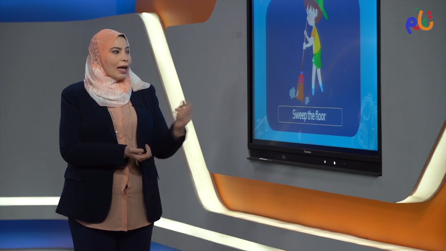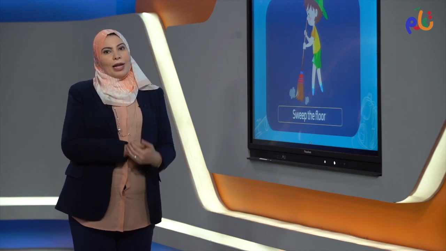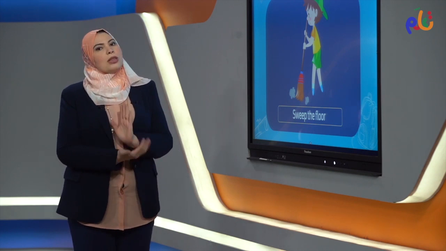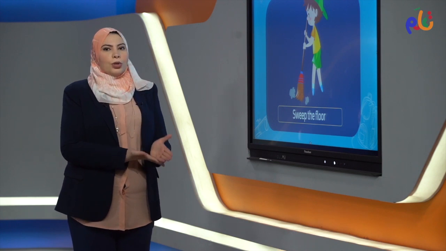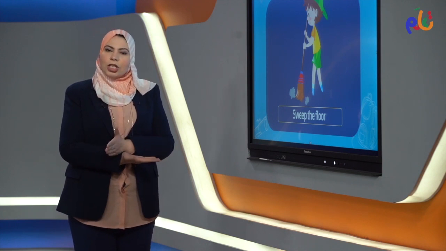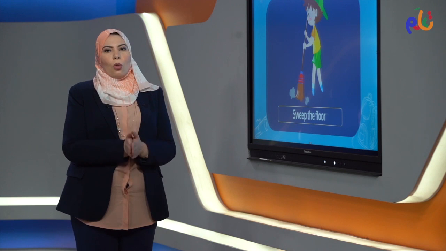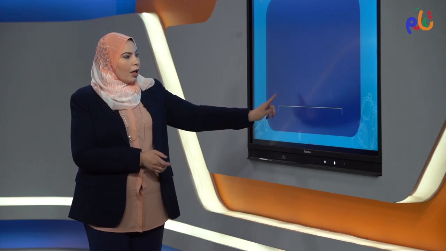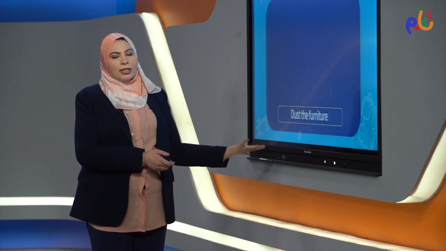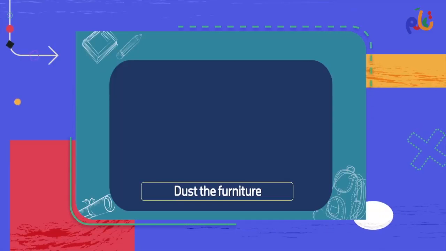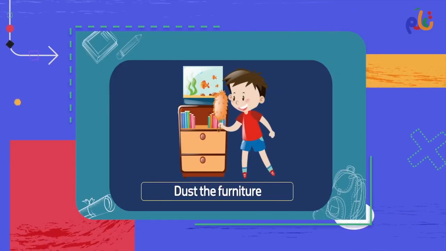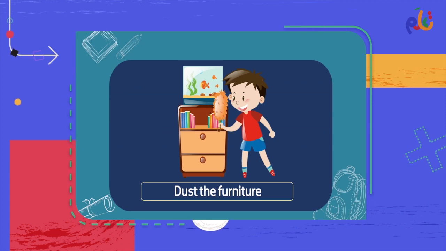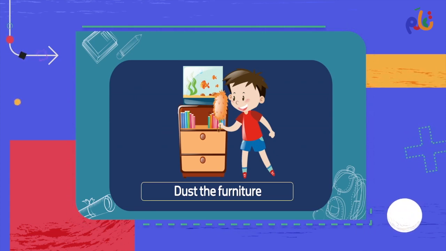Sweep using the broom. So sweep using the broom. Vacuum using the vacuum cleaner, which is the machine. Mop using water. We also have dust the furniture. So dust the furniture, we are using the duster. So it's called dust the furniture.